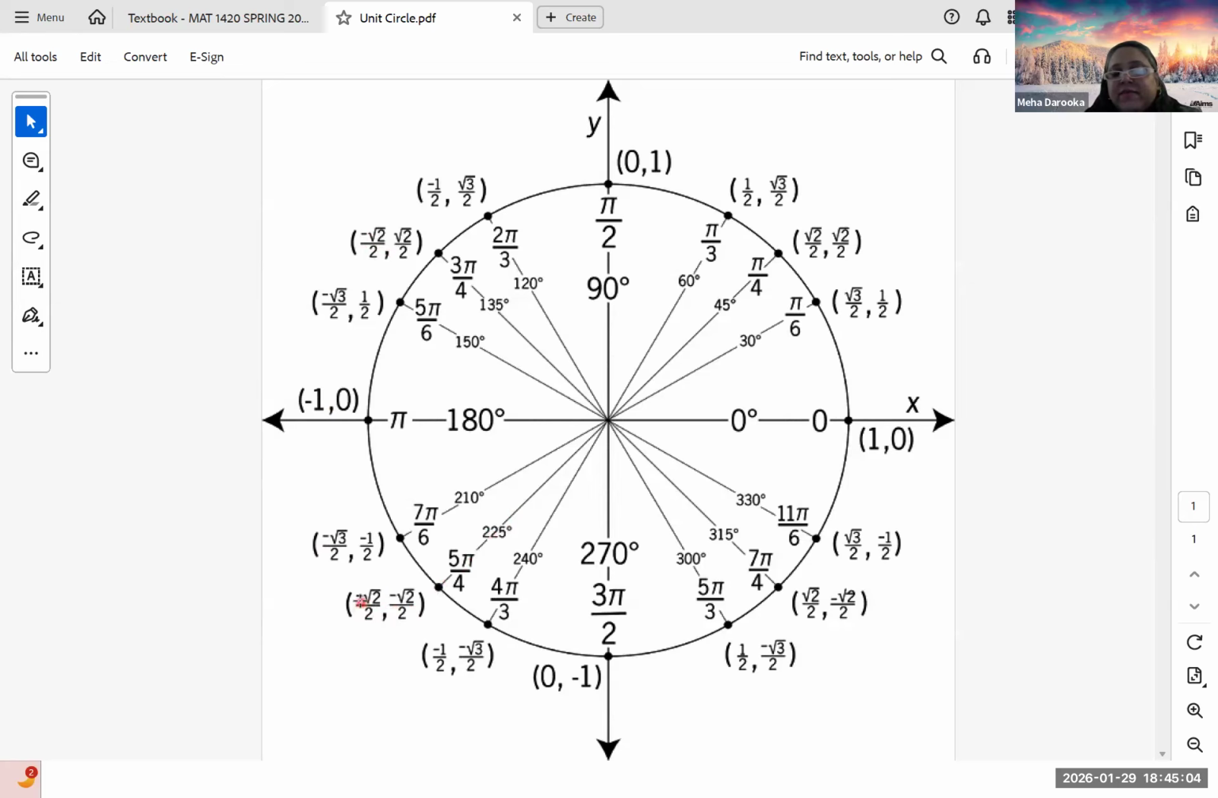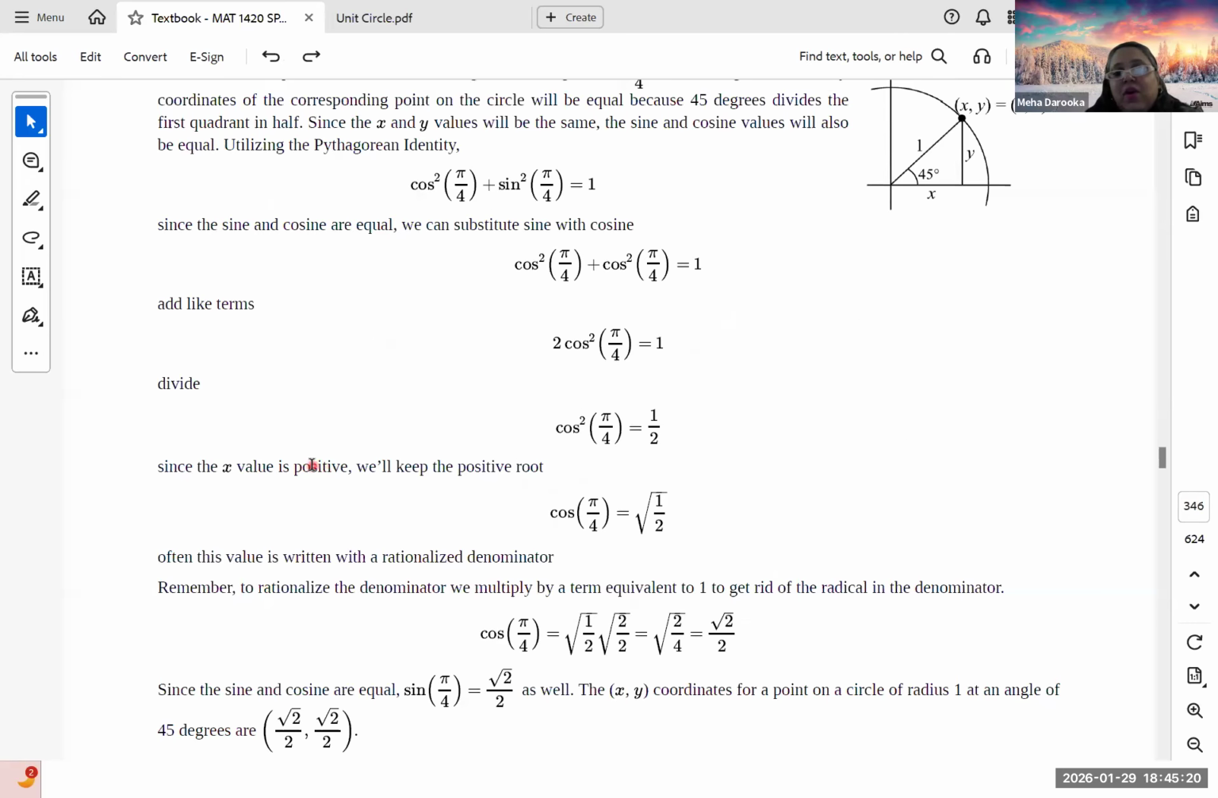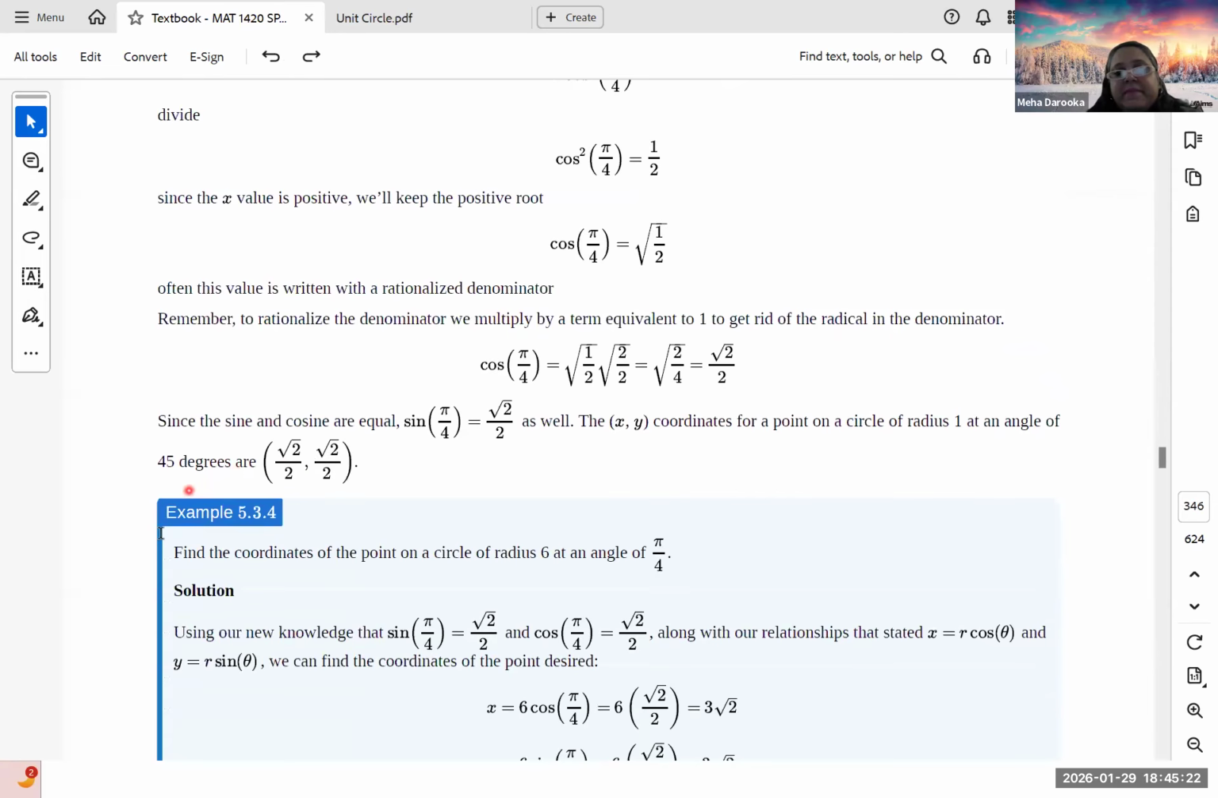You will have negative square root of 2 over 2 for both x and y. Quadrant 4, x is positive, y is negative, so you will see, again, the same square root of 2 over 2, but one is positive, one is negative, right? So that's basically what happens at those 45-degree angles: you are going to end up with the same values, just the signs will change.